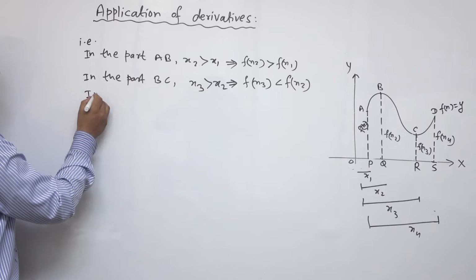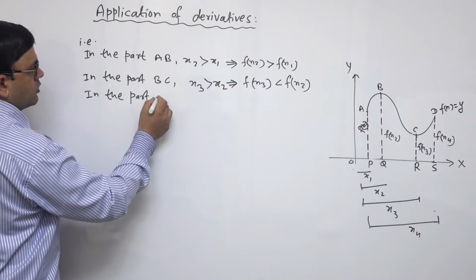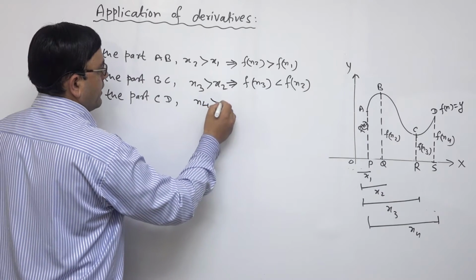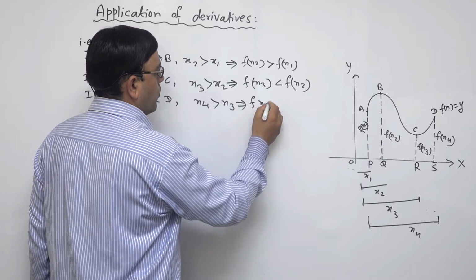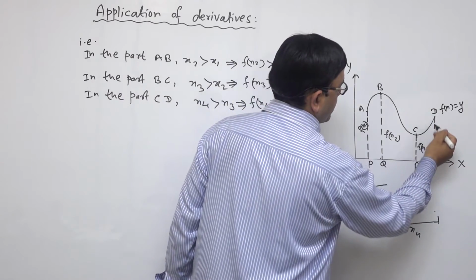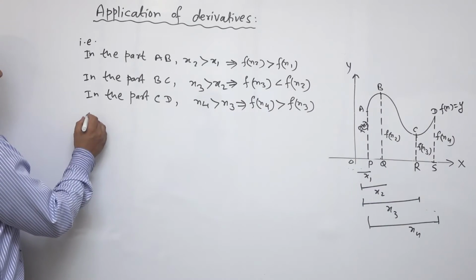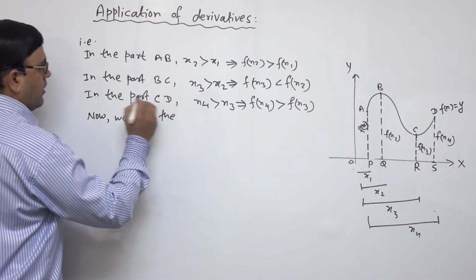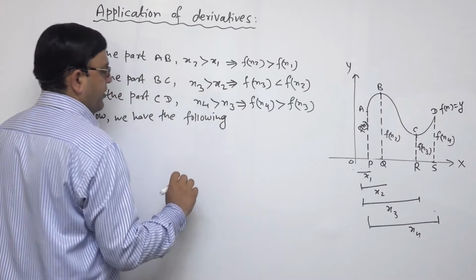Similarly, in the part CD, that is x4 greater than x3 implies f(x4) is also greater than f(x3). Here x4 is also greater than x3. Now we have the following definition.